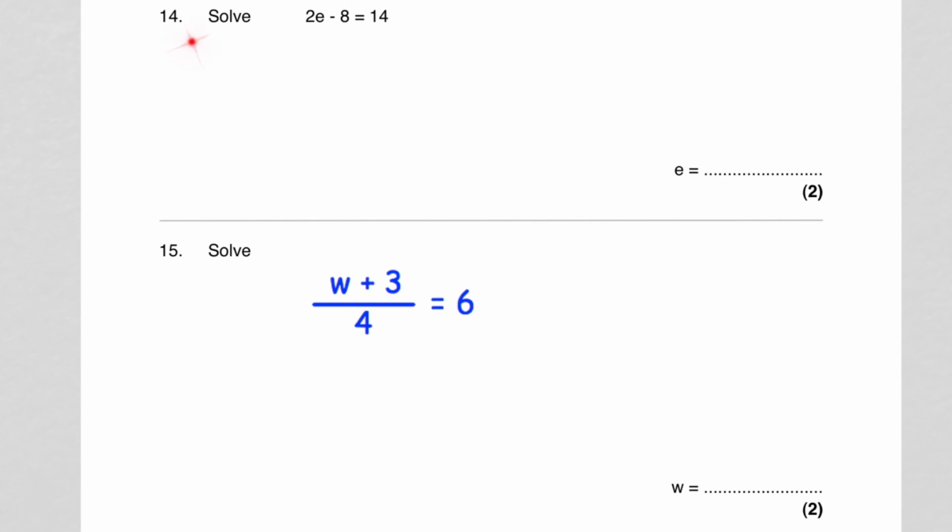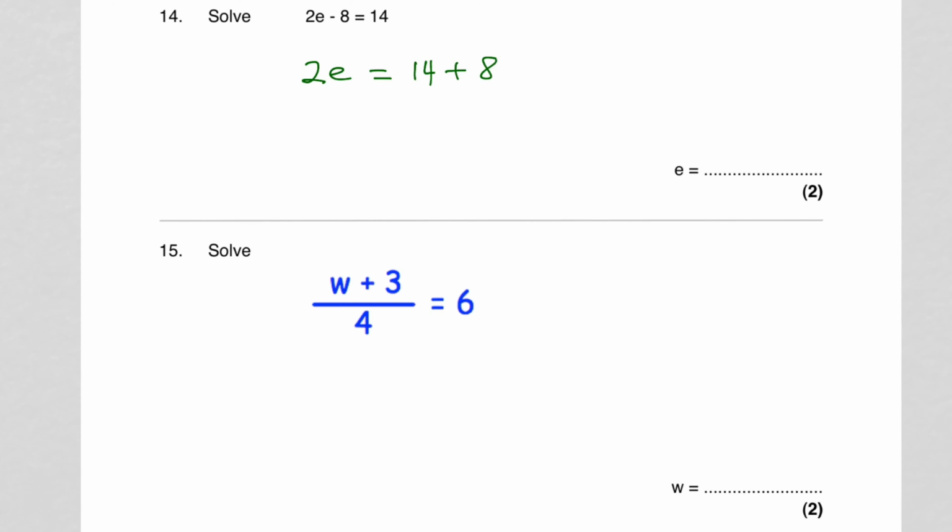Question 14. We need to solve 2e minus 8 equals 14. As you can see, it's best to move minus 8 by collecting like terms to the right. So I'm going to get 2e equals 14 plus 8. You could say I added 8 to both sides.